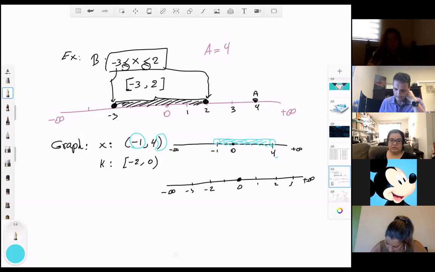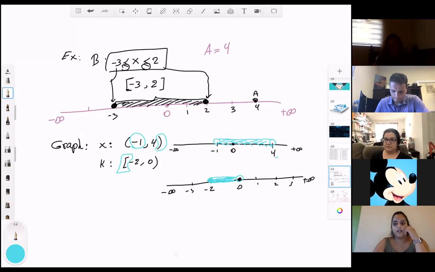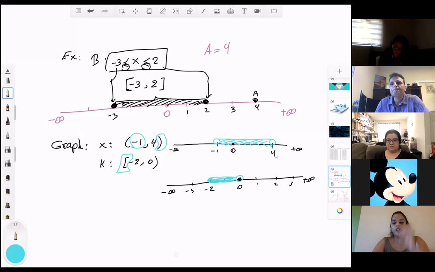And for K, we start from negative 2, and we include it because there is a bracket. From negative 2, we go all the way to 0, but we don't include 0, so it would be an open circle. And yeah, that's the inequality.